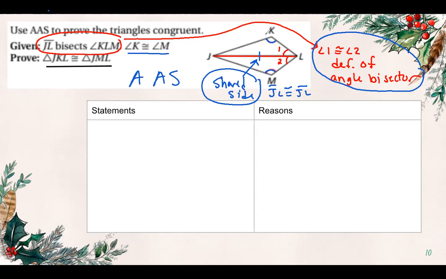All right, let's go ahead and write this one out. I'm going to go ahead and write it all. I don't know, this might be faster, it might not. So JL bisects angle KLM, given. That directly led to angle 1 being congruent to angle 2, definition of angle bisector.